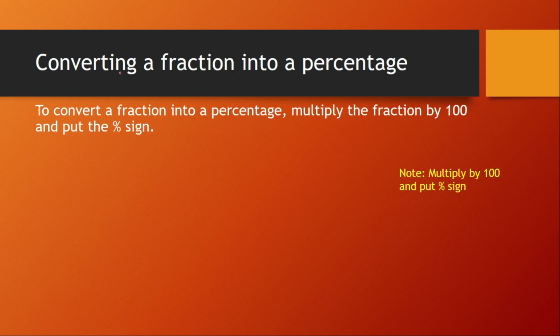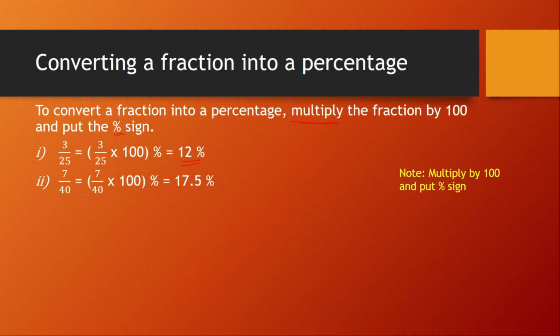Now converting a fraction into a percentage. So to convert a fraction into a percentage, we multiply the fraction by 100 and put the percent sign. Let us do some examples. Like 3 by 25 is a fraction, we have to convert in percentage. So how we will write? 3 by 25 into 100, or after reduction we can write it as 12%. Next is 7 by 40, or we can write it as 7 by 40 into 100, or 17.5%.